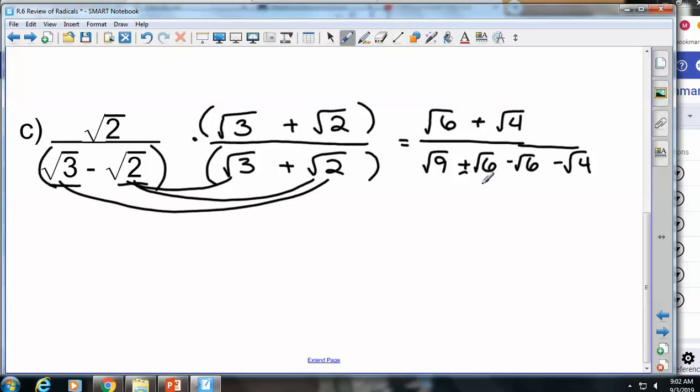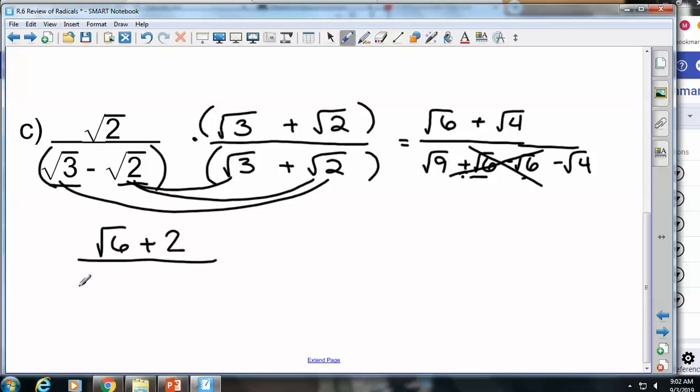Yeah. Well, we can cancel out these, positive square root of 6 and negative square root of 6, cancel. And that's always true because they're conjugates. Okay, let's simplify what we can. I cannot reduce the square root of 6. What is the square root of 4?